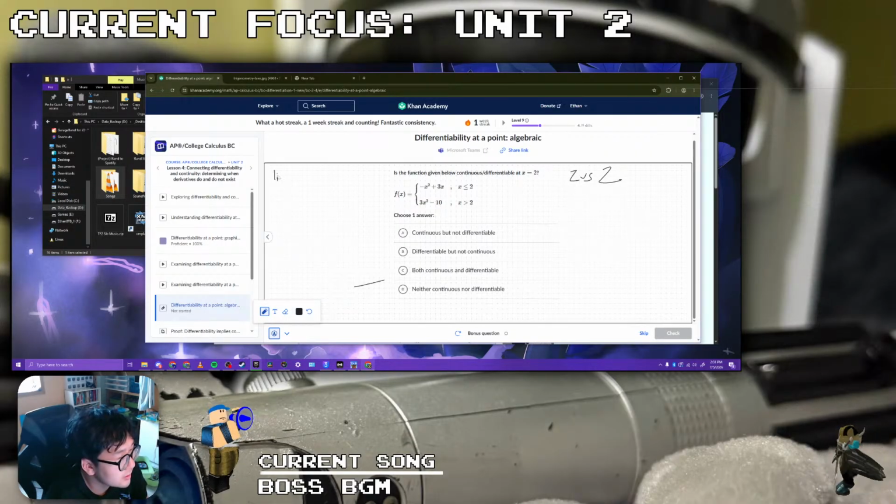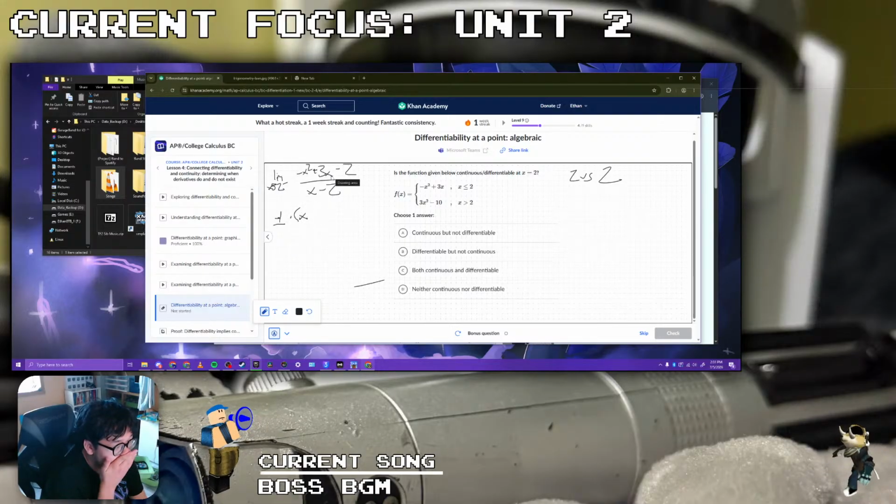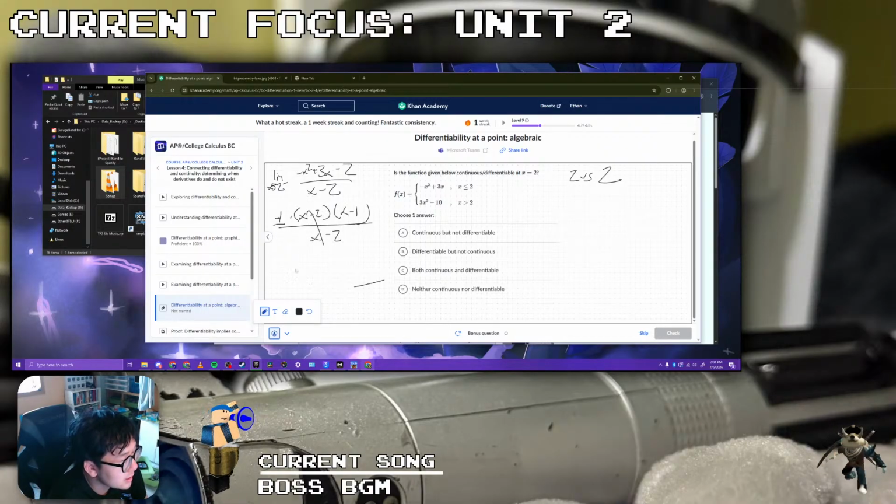So now we'll check the limit as x approaches 2 from the left. Negative x squared plus 3x minus 2 over x minus 2. This will simplify to negative 1 times x. Okay, this is negative 2, it's going to be positive 2 but negative 3. So negative x minus 1 over x minus 2, these cancel out, so it's going to be negative x plus 1. So then we're left with 1 for this limit.